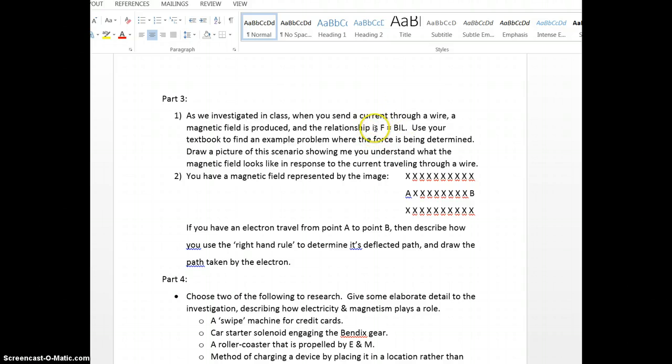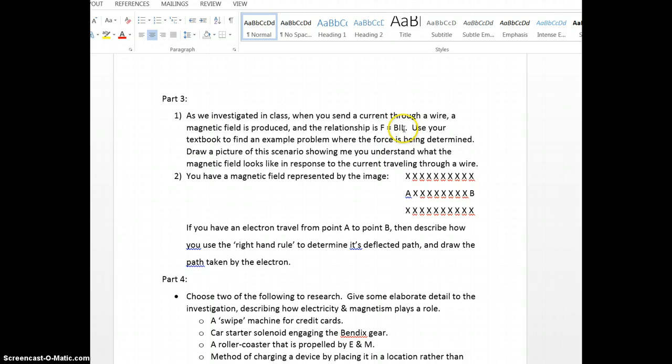F is the strength of the magnetic force you experience, excuse me. B is the strength of the magnetic field. I is a current, and L is a distance. So for example, if you have an electrical current traveling through a wire, the current is the I. The B is the strength of a magnetic field offered by that current.